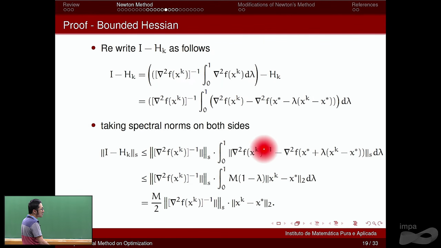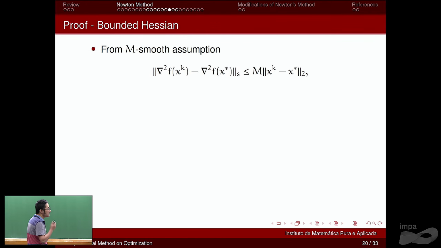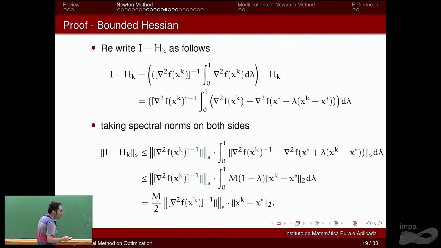This integral is simple: we can calculate the integral with respect to lambda very easily, so we get this term equal to M over 2 times the spectral norm of the inverse of the Hessian times the norm of xk minus x star. So remember we have an upper bound on I minus hk.